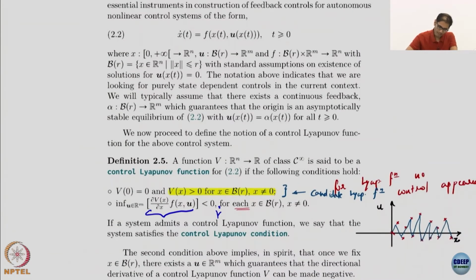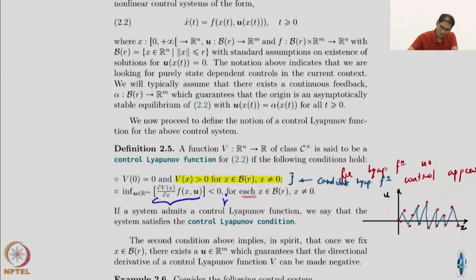One of the typical assumptions that we also make is that there exists a continuous feedback which guarantees that the origin is asymptotically stable. We don't use it immediately, so let's not worry about it too much for now. We assume the existence of a stabilizing feedback. Actually, we don't use it much at all in our discussion. This is for something later, because in our discussion we will be talking about when does such an alpha exist. That is the aim here.